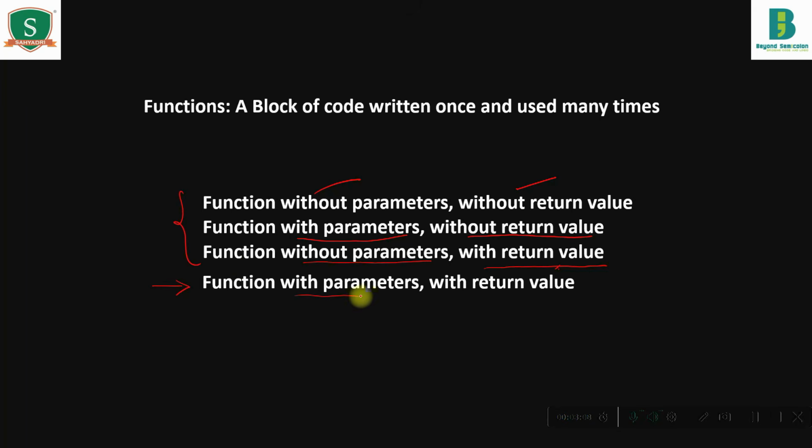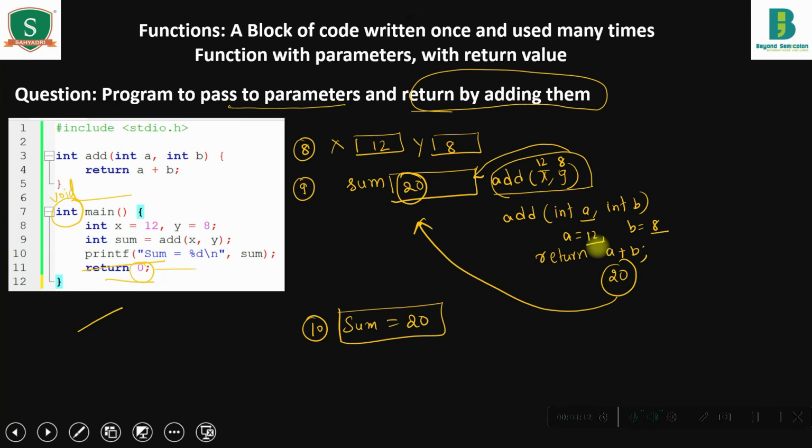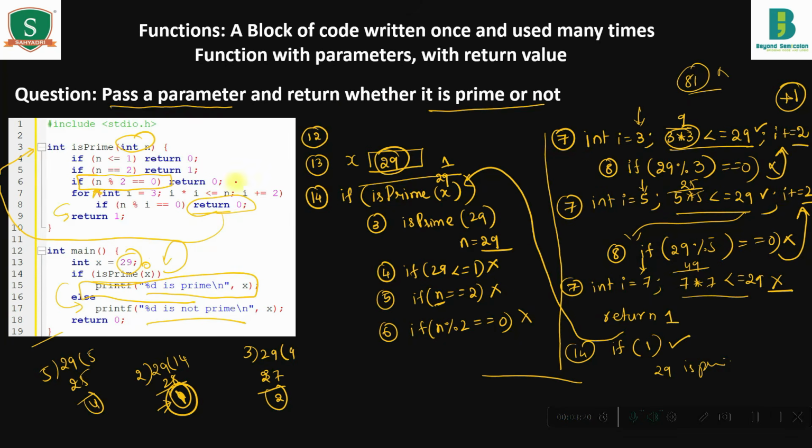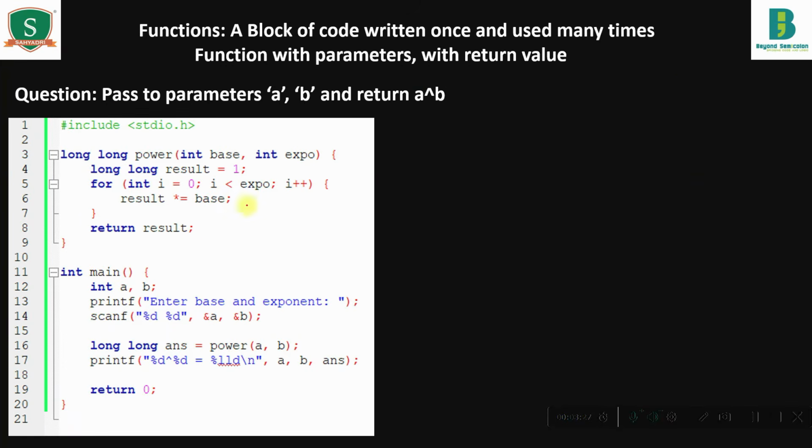For functions that take parameters and return a value, we have seen two small examples. One is add two values and return the value to the function, and one more program, pass a parameter and return whether it is a prime or not, in our previous video. Today, in the current video, a function that takes two parameters, base and exponent, and returns a power b. Here in the main function we pass two parameters a and b.